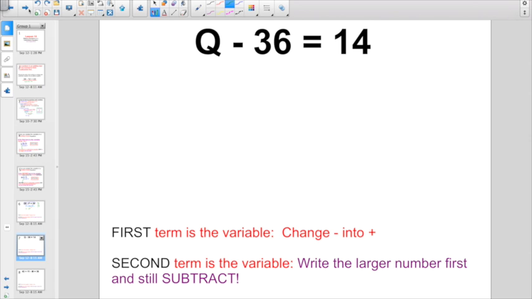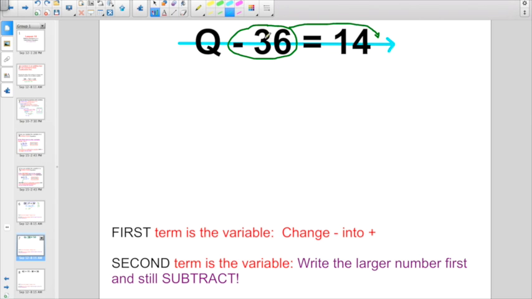So again, on your scratch piece of paper, work this out with me. It's a subtraction equation, so the first thing I have to ask myself is, is the first term the variable or the second term? Q is first, 36 is second, 14 is third. So if Q is first, I'm just going to change minus into plus because the first term has to be largest, right? Let's get ready to go and isolate our variable, get the letter by himself.